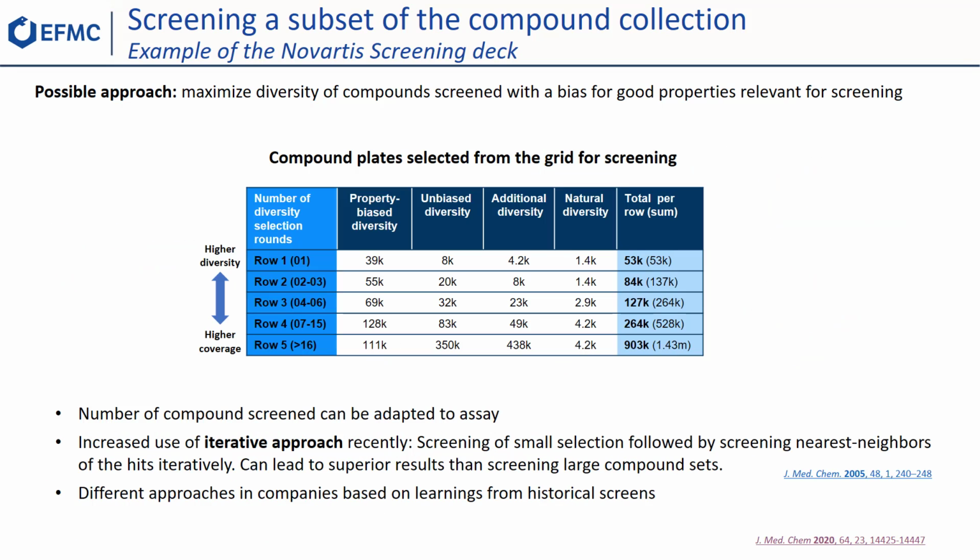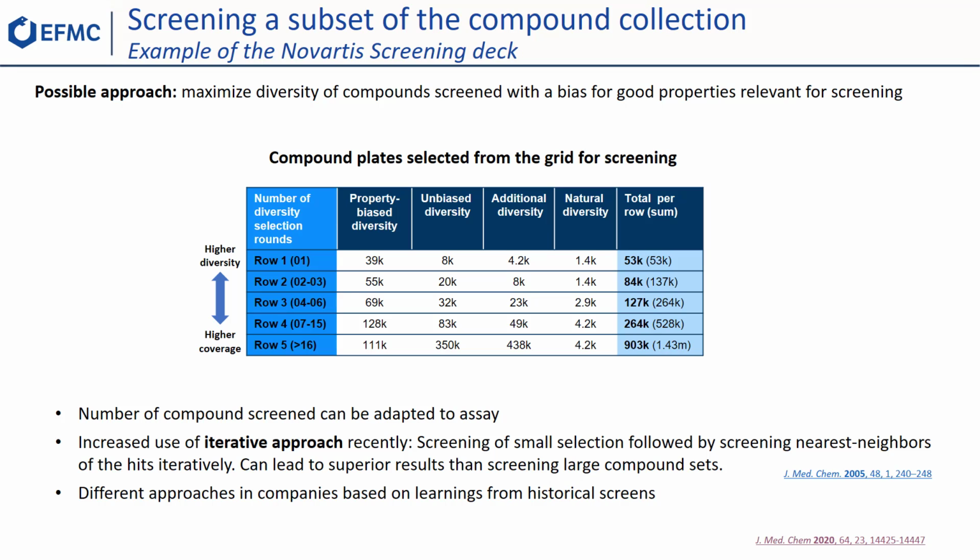The outcome of this is that you have a grid of compounds that are ranked in the columns according to their properties and in the rows according to their diversity. And the power of this is that you can really select any plate you want in this grid. Usually, of course, you start with the compounds with the best property, and the lower you go in the rows, the higher the coverage you have in your library. That way you can also easily adapt the number of compounds screened to your assay.